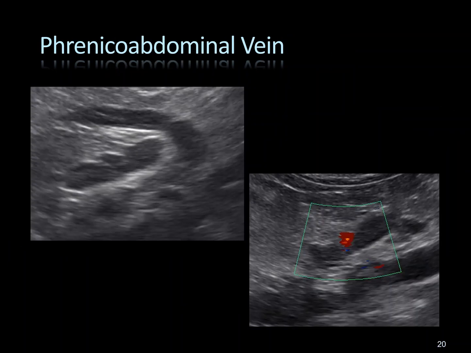As I noted, the phrenicoabdominal vein is visible once you find the adrenal gland. So you've got B mode on the left, and color Doppler added on the right. You can see you've got some color flow in that vessel, in cross section. Here we see that nice vein immediately ventral to the adrenal gland. The phrenicoabdominal artery would be just dorsal to the adrenal gland. I'm not really seeing it in this case.